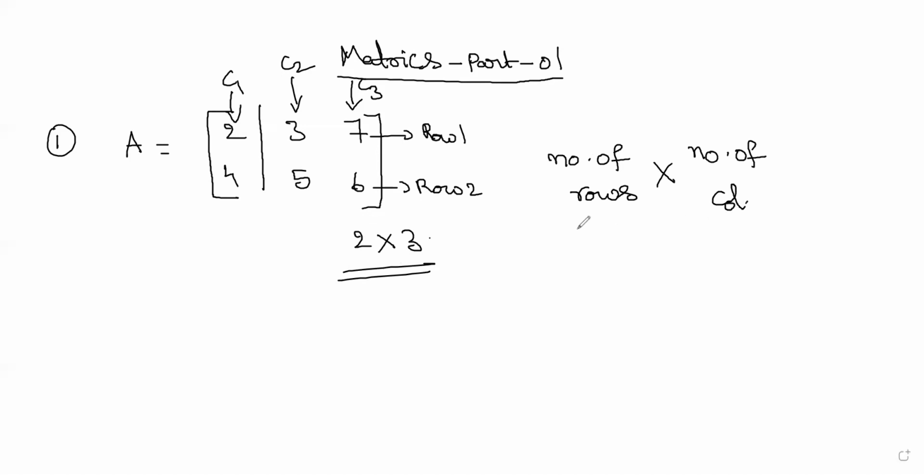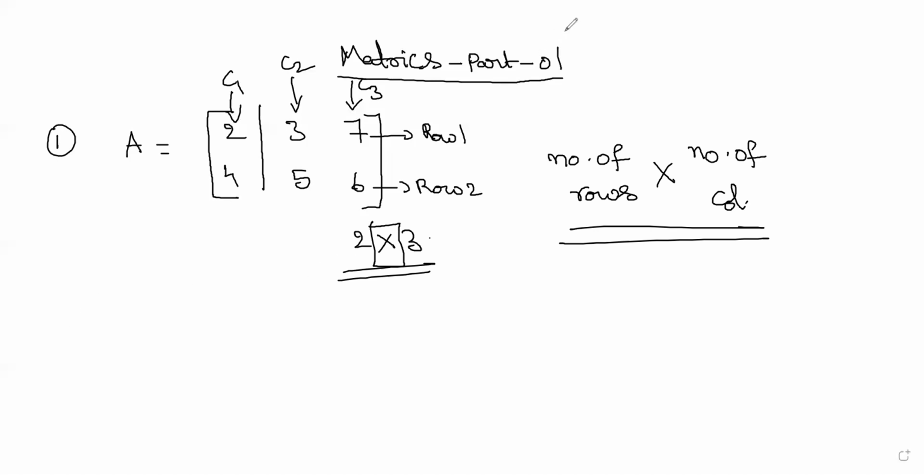We don't multiply and give the number. There is no need to multiply. What we do is find the number of rows, find the number of columns, and then write it as 2 by 3. We read it as 2 by 3. In fact, in multiplication we read 2 into 3, but here it is read as 2 by 3. Okay, clear so far?